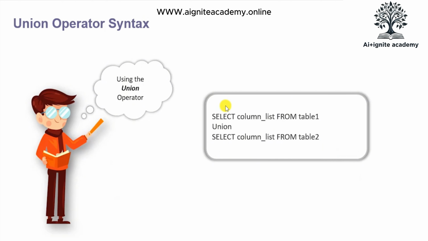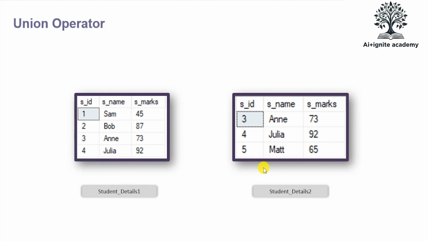And this is the syntax for the union operator. We'll give the first select statement. After that, we'll give the union operator. Following which, we'll give the second select statement. Now, you also need to keep in mind that the number and order of columns must be same in both the select queries. And we'll be implementing the union operator on these two tables.